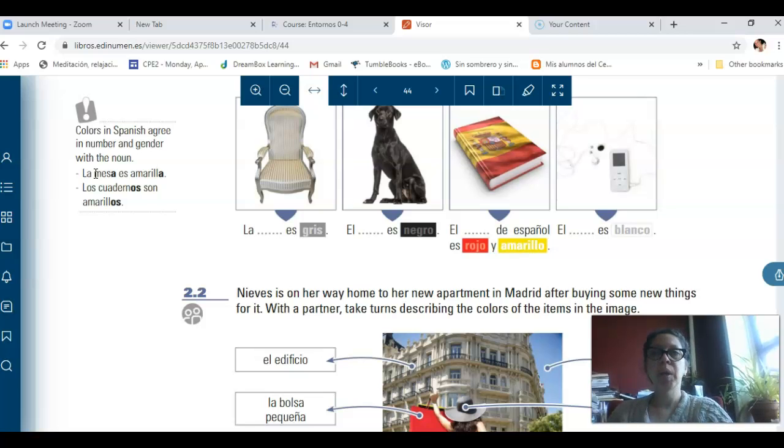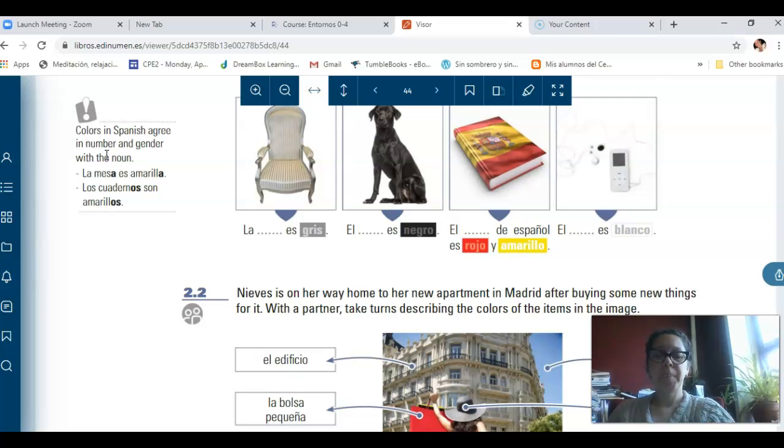See? If I'm talking about a board that is black, then board is feminine. And then the color black, negro, has to be modified. It has to stay in the feminine form and in the singular form because board is only one. Okay, la pizarra, femenino and singular. La pizarra es negra. If I'm talking about many boards, it will be las pizarras son negras. And then I have the agreement.